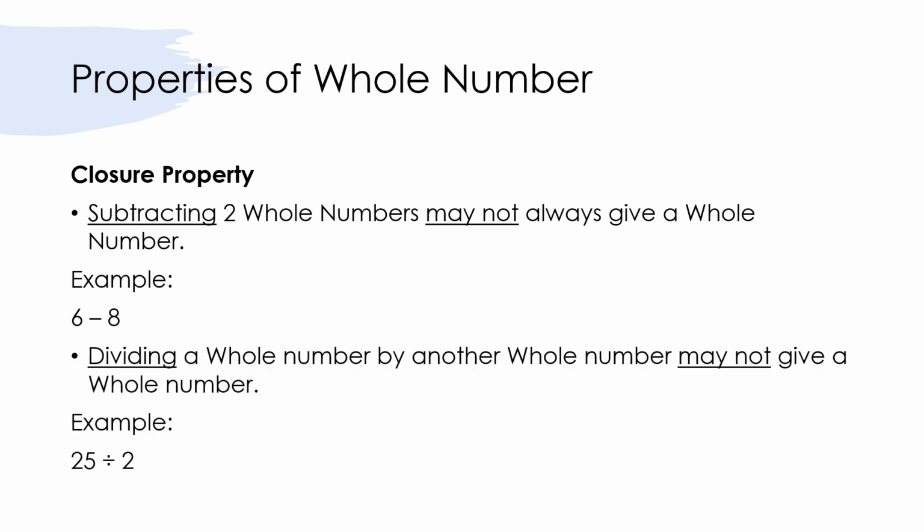What happens if we divide? Dividing a whole number by another whole number may not always give a whole number. So, if I divide 24 by 2, we learned in the rules of divisibility that if a number is even and we divide it by 2, then the remainder will be 0. But here we can see 25 is not an even number. 5 is not an even number. So 25 is not divisible by 2 and we will not get the answer as a whole number.